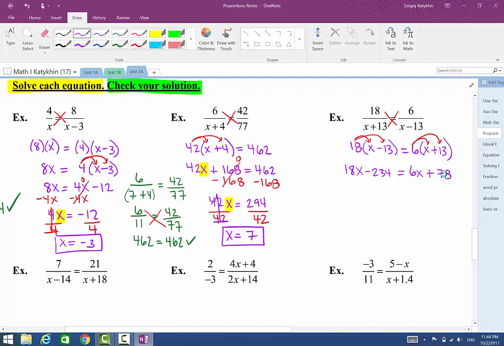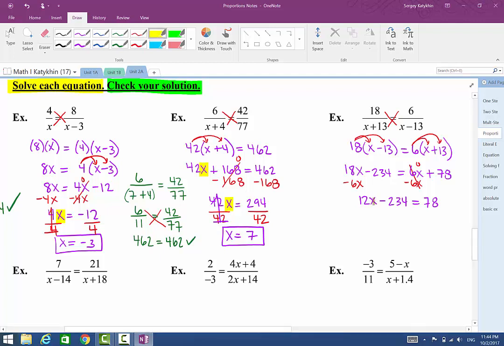So now what we're going to do is get the x on one side first, and as I always say, get rid of the smaller of the two. So subtract 6x on both sides. 6x minus 6x will give you 0. And now notice there's only x's on the left side, because 18x minus 6x will give you 12x minus 234 is equal to 78.